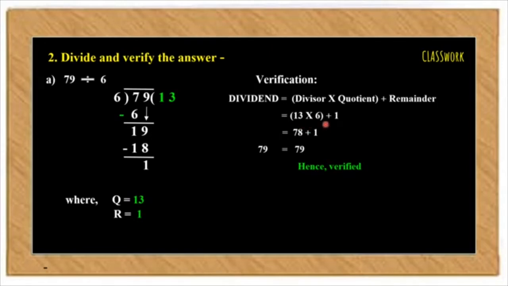13 multiplied by 6 gives us 78. Plus 1 gives us 79, which is same as our original dividend of the question. Therefore, we know that our long division method is correct, and hence we can write verified.